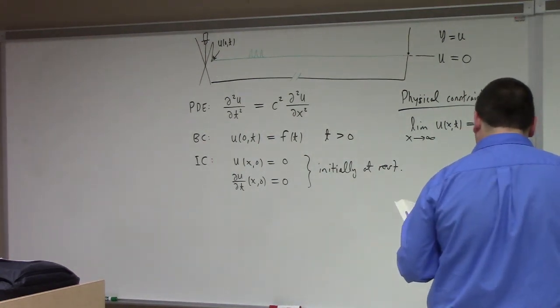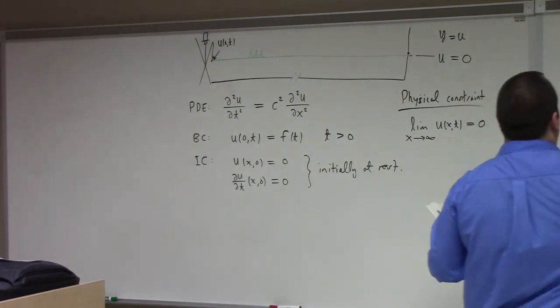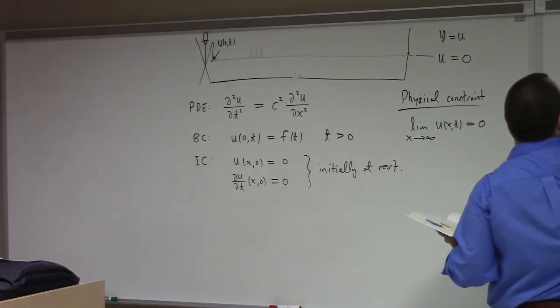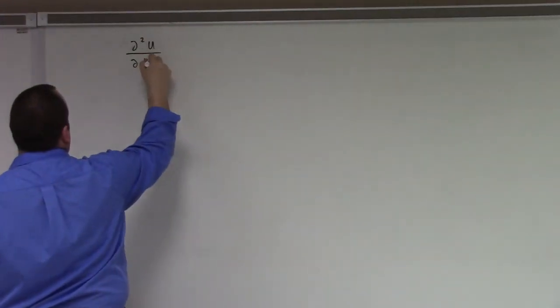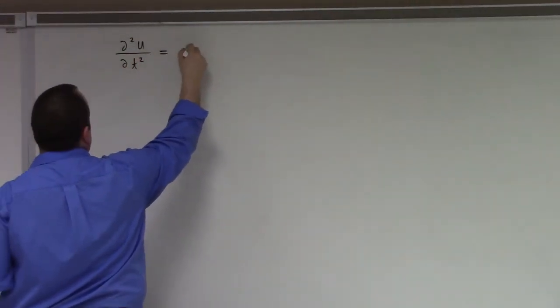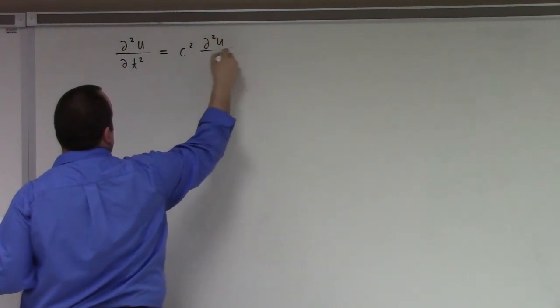Let's see here. Okay, so we have this differential equation, right? Partial squared u partial t squared equals c squared partial squared u partial x squared.